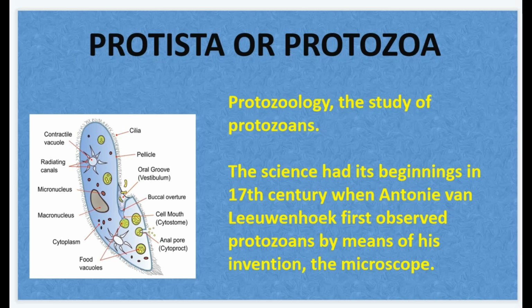Now we're going to see protista or protozoa, which were also discovered by Antony von Leeuwenhoek. Protozoology is the study of protozoans. The science had its beginning in the 17th century when Antony von Leeuwenhoek first observed protozoans by means of his invention, the microscope. Biology became very interesting when these organisms were discovered. You can see the picture. I have taken this picture to make you understand the types also. So this is how protista or protozoa are seen.